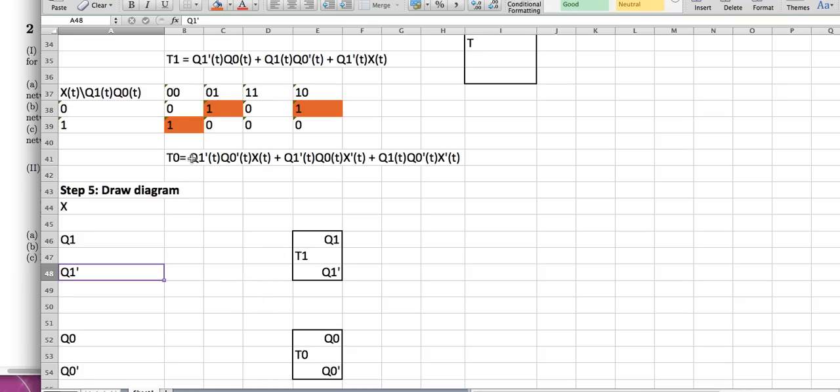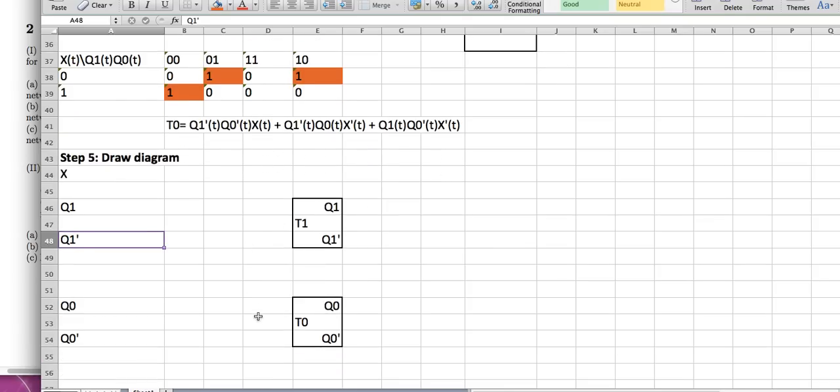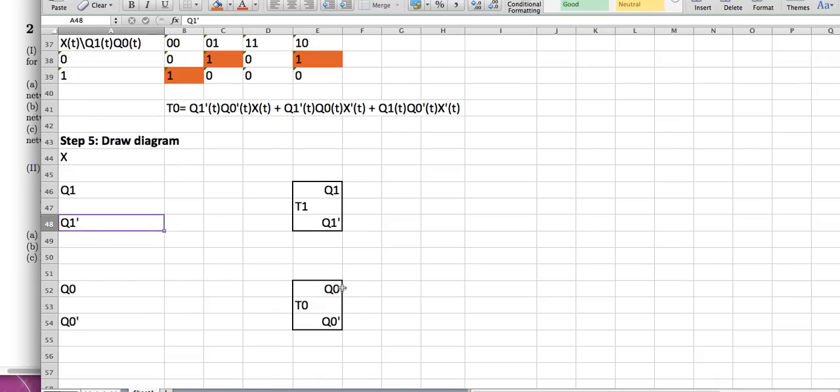And then same thing for T0, you're going to AND these, and these three, and these three, and then you're going to OR all of them, and you're going to feed into T0. And then these are going to come back. This Q0 is going to come back here. Q0 not's going to come here. Q1 is going to come here. Q1 not's going to come here.